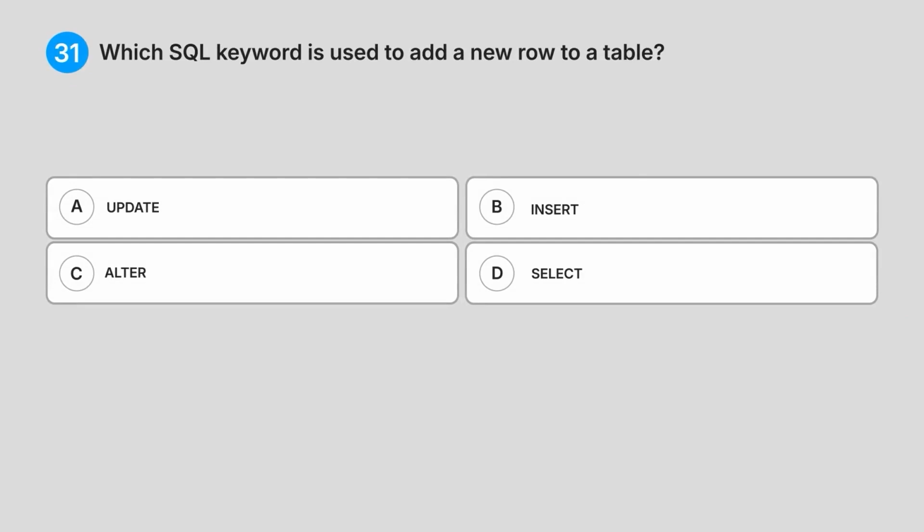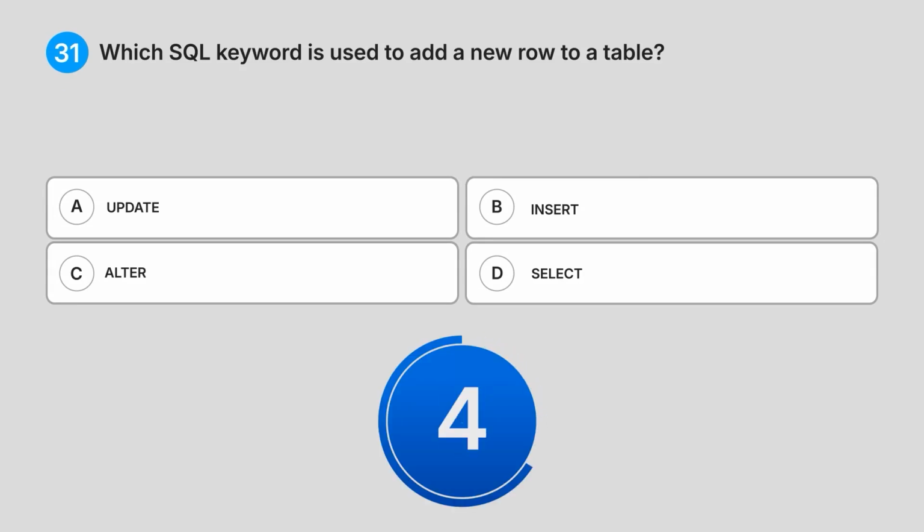31. Which SQL keyword is used to add a new row to a table? A. UPDATE, B. INSERT, C. ALTER, D. SELECT. Can you guess the answer?